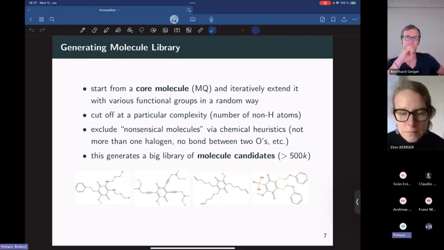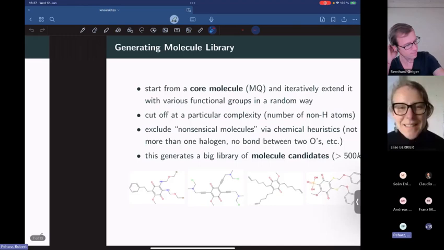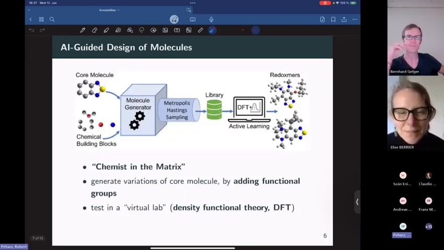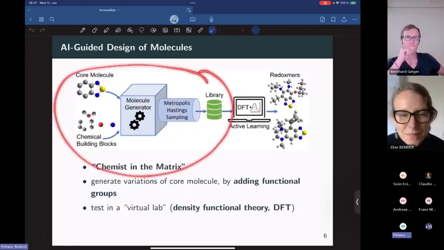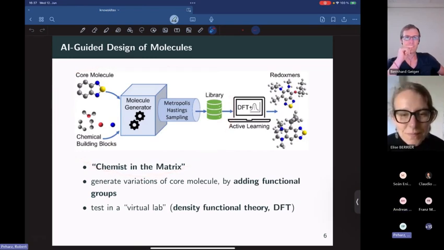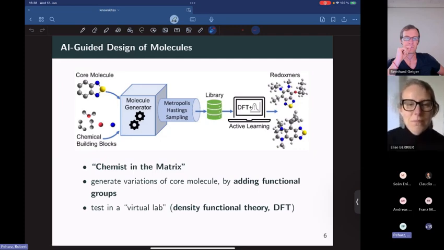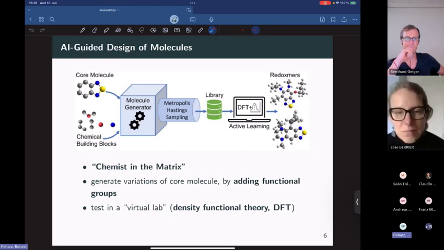Okay, so not entirely sure whether I understood the question. The workflow is really first, okay, just go crazy and build this huge library. The library represents just 500,000, 700,000 molecules, which are really just randomly growing this core molecule. And we are representing them in so-called SMILES strings. They are essentially computer-readable chemical formulas.